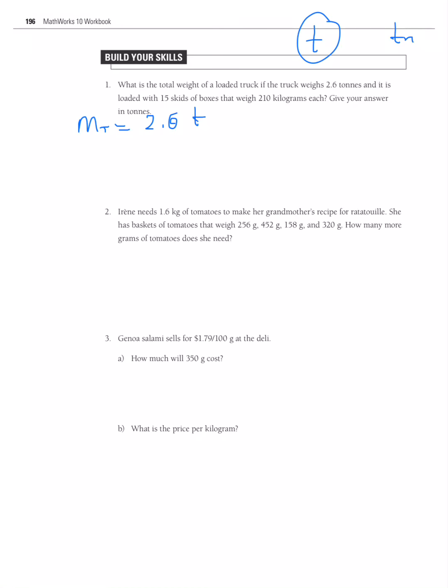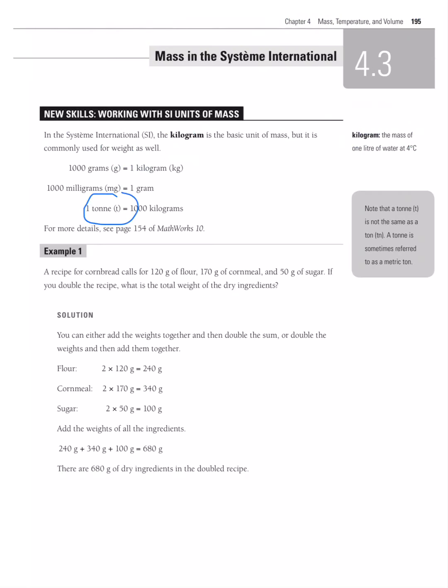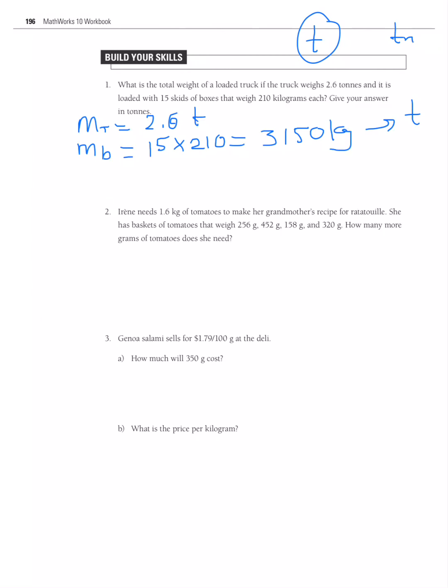All right, and then the mass of the boxes, there's 15 of them, and they each weigh 210 kilograms, so I'm going to multiply that together. I think it's 3,150 kilograms. And then right here, we have to change this to tons. Okay, so if we look at our formula sheet or look back on the last page, 1 ton is 1,000 kilograms. So we just have to divide this by 1,000. So our mass of the boxes is actually 3.15 tons.